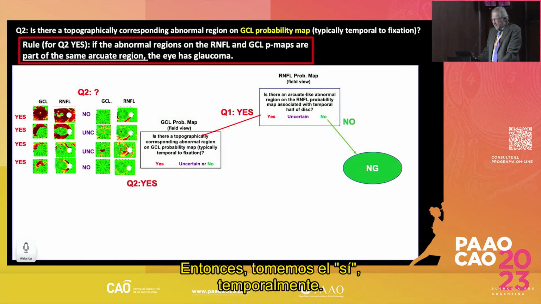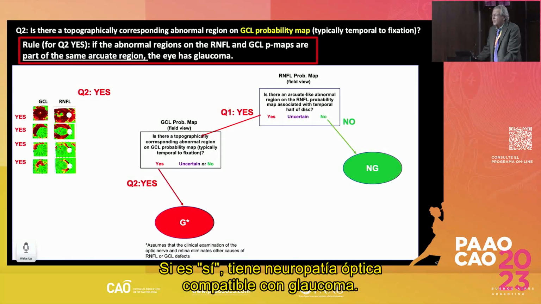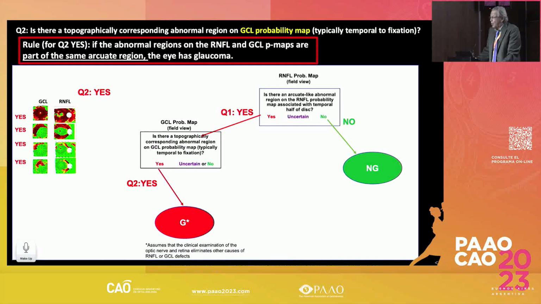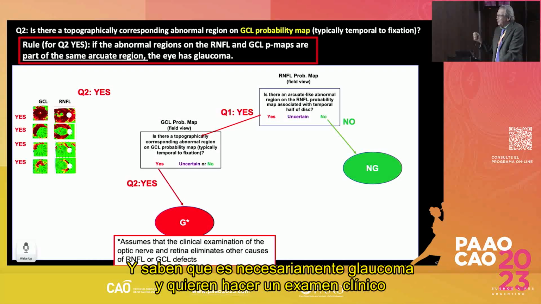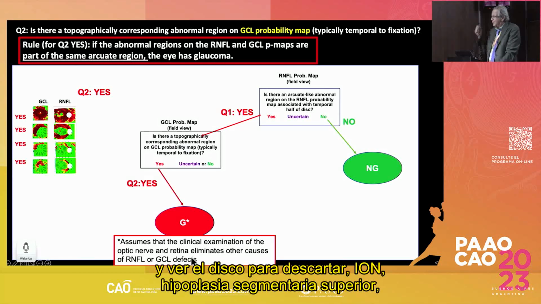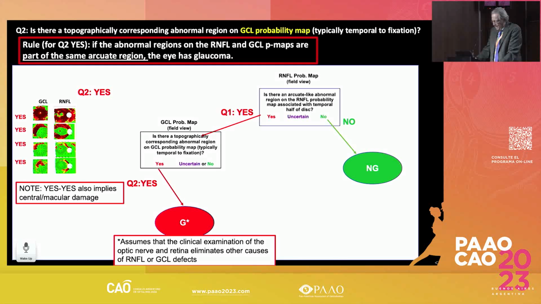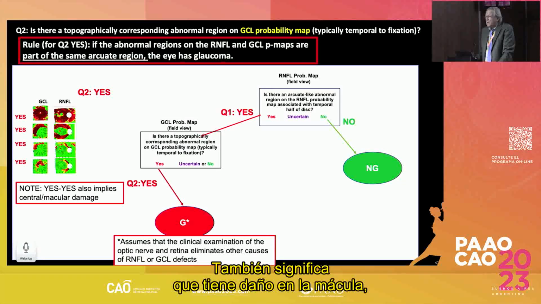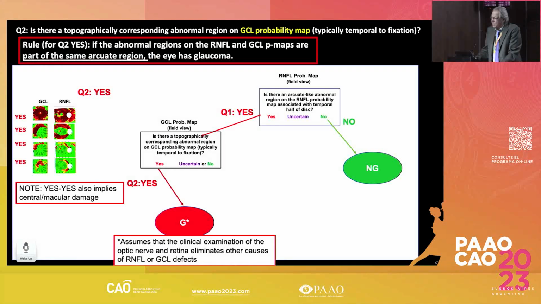Okay, so let's take the yeses temporarily. If it's yes, you have optic neuropathy consistent with glaucoma. The reason I'm being careful is because I'm talking to clinicians and you know that this isn't necessarily glaucoma, and you want to do a clinical exam and look at the disc to rule out ION and superior segmental hyperplasia and those other uninteresting, at least to glaucoma specialists, optic neuropathies. It also means that you have macular damage and damage that's getting close to fixation.